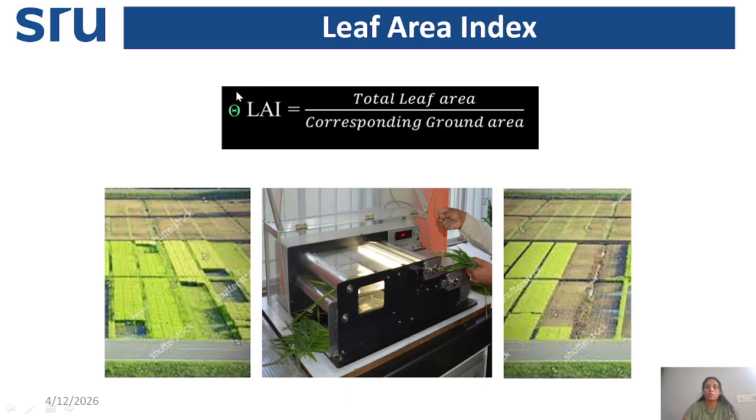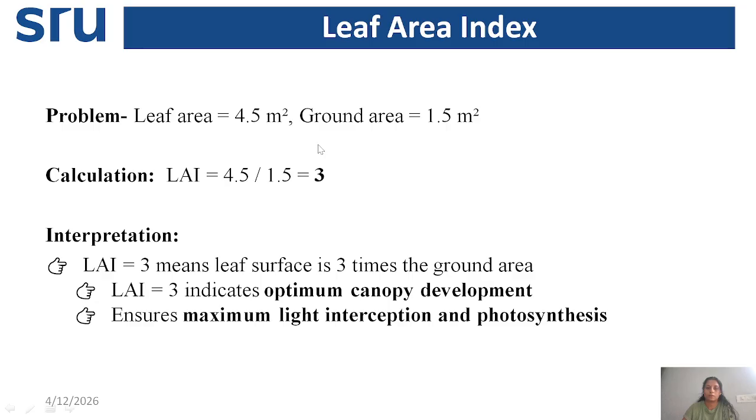Leaf area index is unitless, because the total leaf area unit is centimeter square, and if we measure the corresponding ground area also in centimeter square, both cancel, so the leaf area index is unitless. So let's now solve one problem. For example, you measure the leaf area, and that leaf area is around 4.5 meter square, and the ground area you also need to measure in meter square only, say 1.5 meter square. To calculate leaf area index, you need to divide the leaf area by the ground area. It will give the leaf area index, like 3, 2, 4, 5.